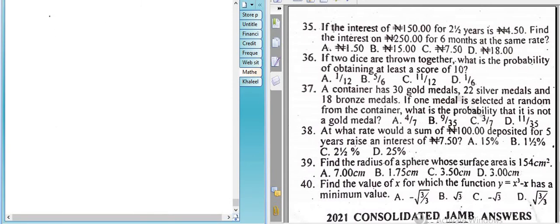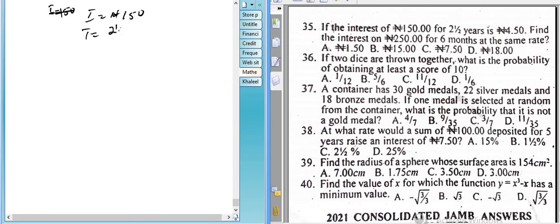So question number 35 says, the interest I is 150 naira. Let's call I equal to 150 naira, for time t equal to 2.5 years. If the interest of 150 naira for 2.5 years is 4.5, so the principal is 150 and the interest is equal to 4.5 naira.